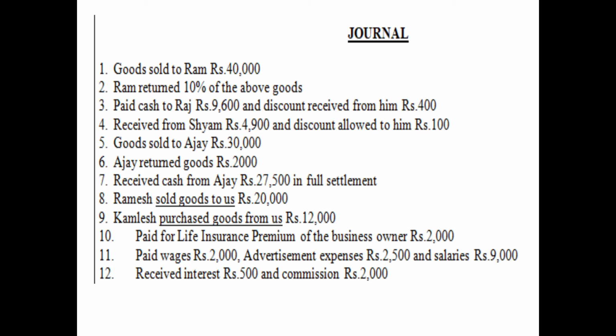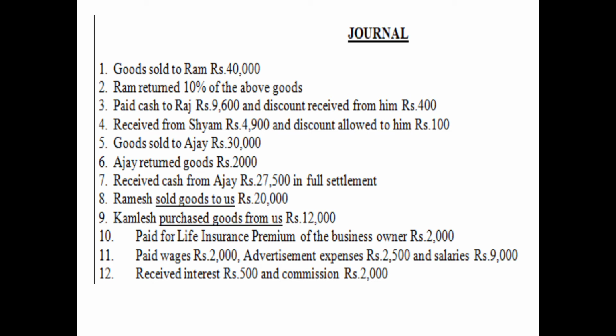Then Ramesh sold goods to us. Now very important. Ramesh has sold goods to us. That means we are buying the goods. The business is buying the goods. So that means it is purchases for the business. This is indirect language. Don't get confused, children. It means that the goods are purchased by the business from Ramesh, and the word cash is not given here. So this is a kind of credit purchase. So the entry passed here will be purchase account debited 20,000 to Ramesh 20,000.